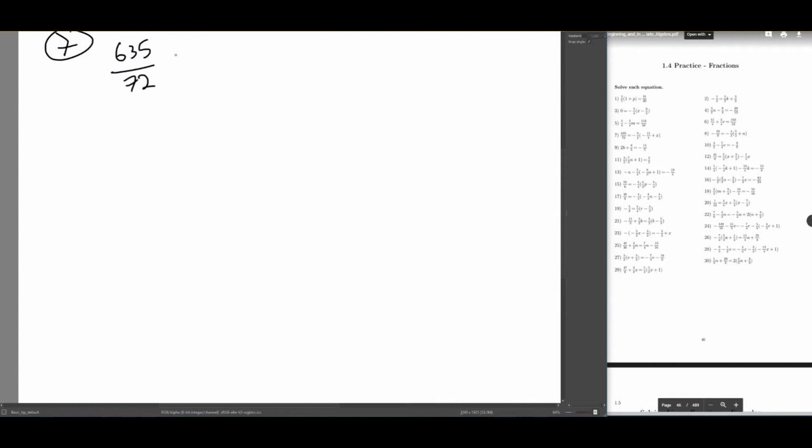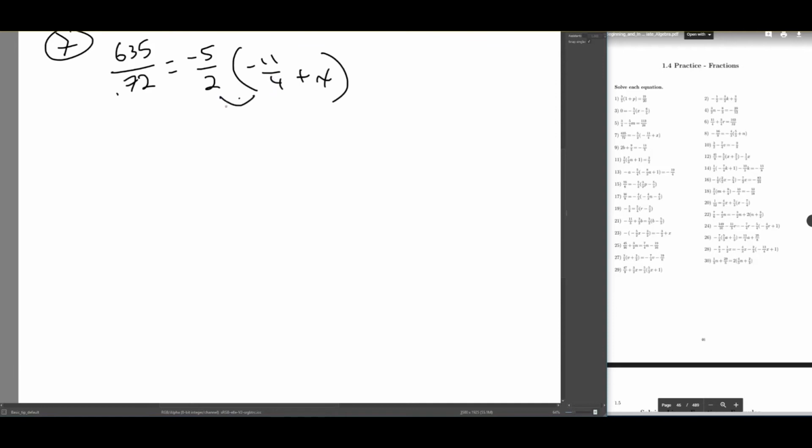All right. Problem number 7. That looks like a tough one. 635 divided by 72 equals minus 5 over 2 times the quantity minus 11 over 4 plus x.